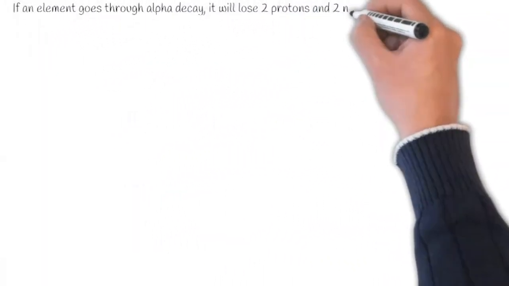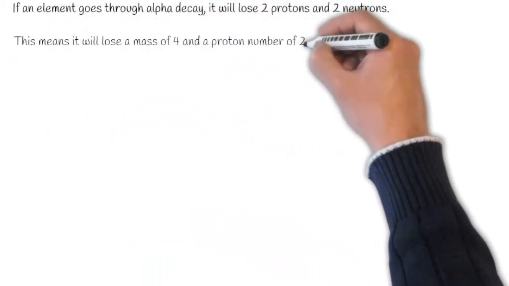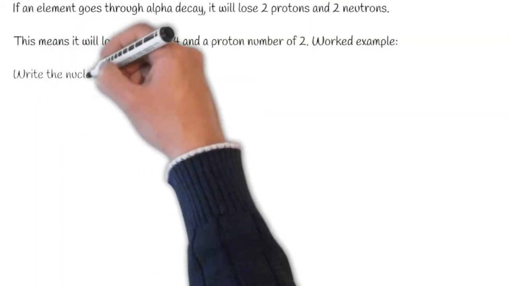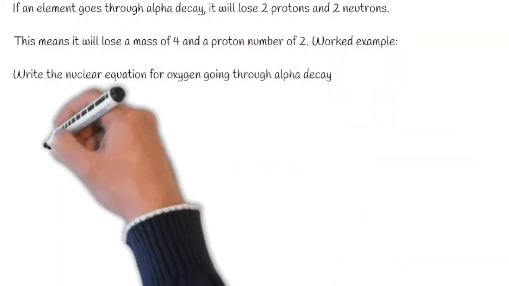If an element goes through alpha decay, it will lose 2 protons and 2 neutrons. This means it will lose a mass of 4 and a proton number of 2. Let's go through a worked example. Write the nuclear equation for oxygen going through alpha decay.